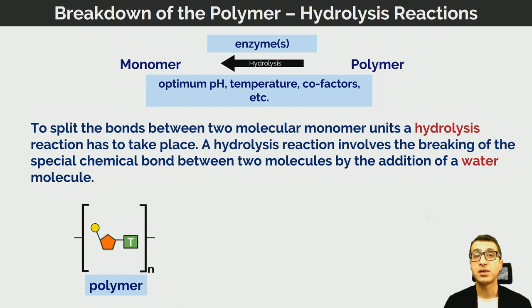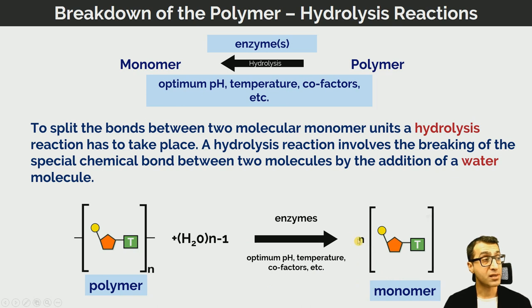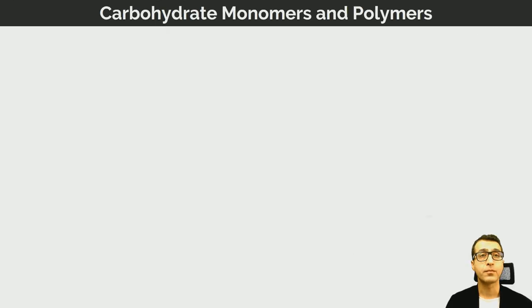So we have the polymer, and again, the polymer is made up of n of these, an unspecified large number of these individual monomer subunits. You then add n minus 1 water molecules, and this will cause all of the monomer subunits to split apart, again in the presence of appropriate enzymes and under appropriate conditions, and this will form your same number, n, of the separate monomer subunits. So let's have a look at one example of this.